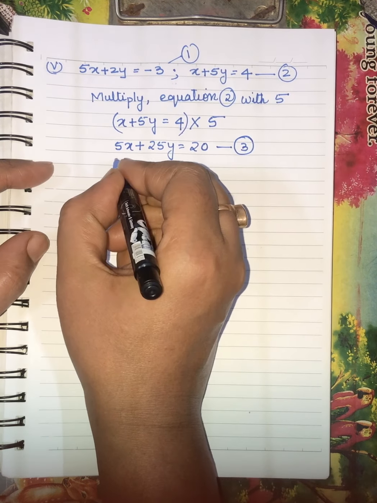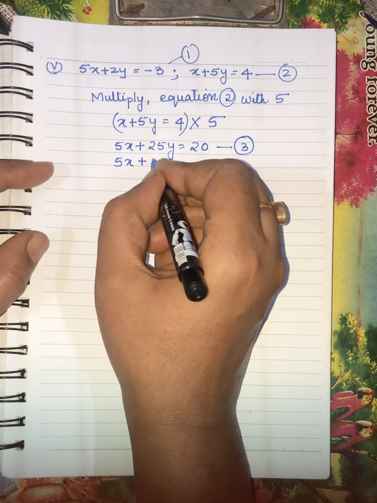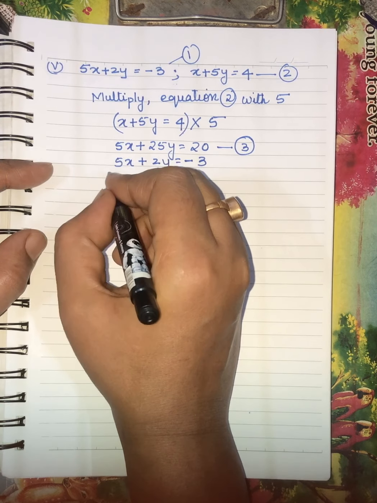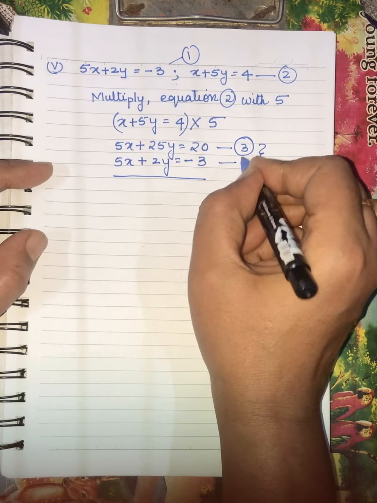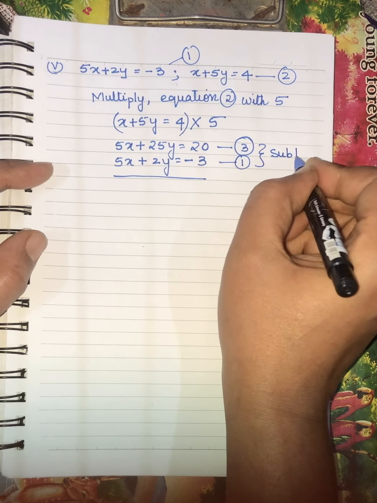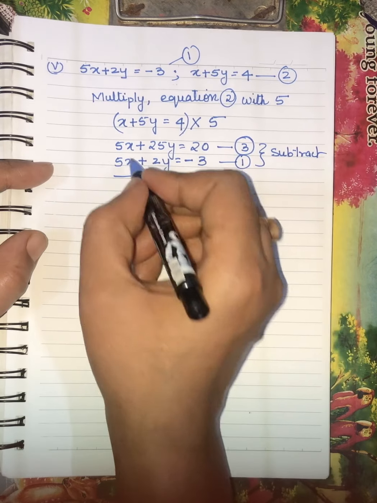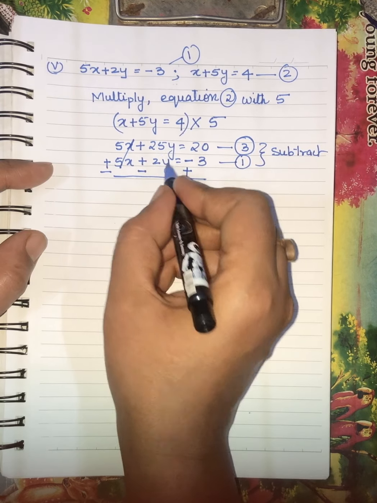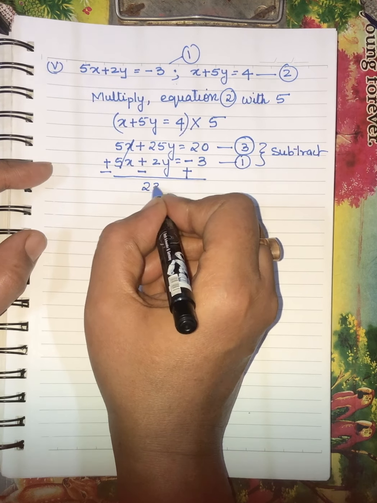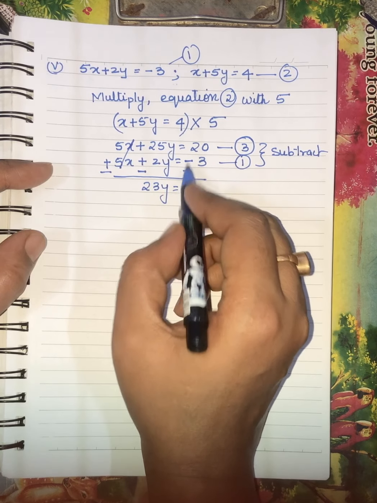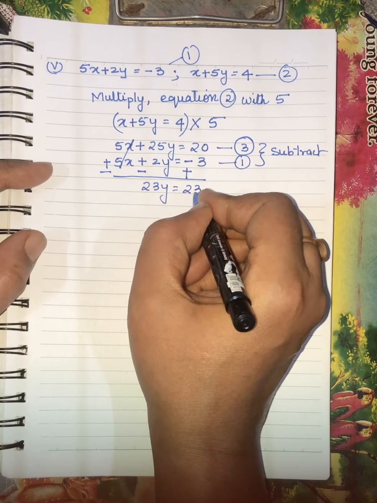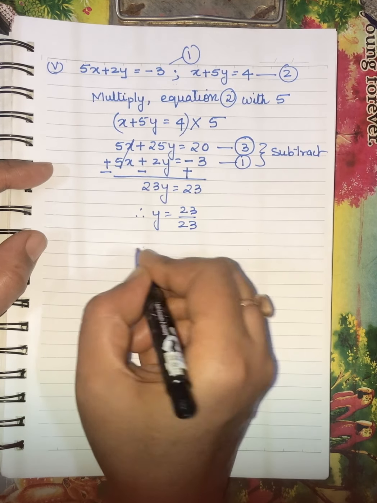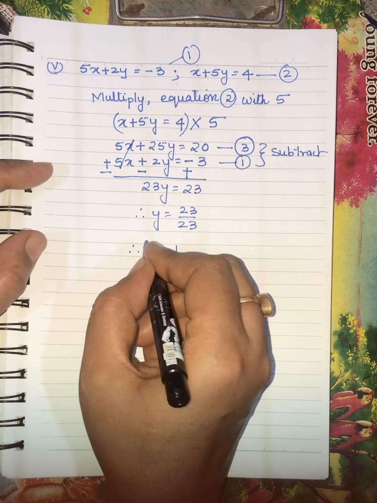Now take the first equation and the third equation and subtract both because we want the change of signs. So subtract. Plus becomes negative, plus becomes negative, and negative becomes positive. 25 minus 2 is 23y, and both are positive, children, added up to 23. Therefore, y is equal to 23 upon 23. That gives us y is equal to 1.